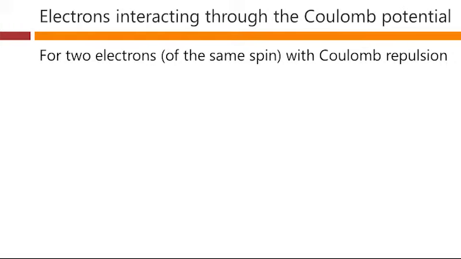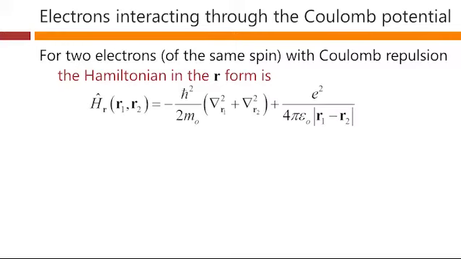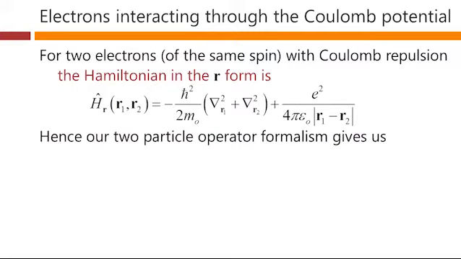For two electrons of the same spin with Coulomb repulsion, the Hamiltonian in the r form is, as we've written before, something like this. Here's our Coulomb repulsion term, two electrons, each of charge minus e. The repulsion term gives us a positive sign in here. Here's our kinetic energy terms for each of those two electrons. Hence, our two-particle operator formalism would give us this presumed form for this Hamiltonian. That's just using the form we presumed from our previous argument.